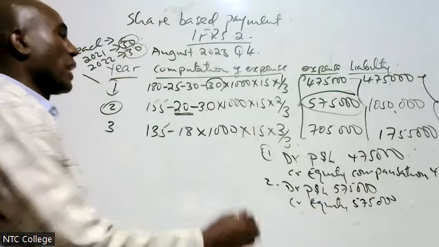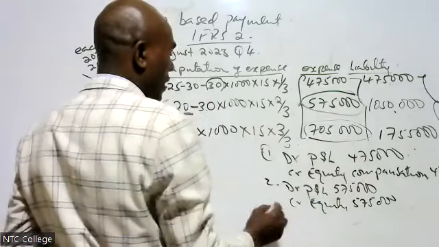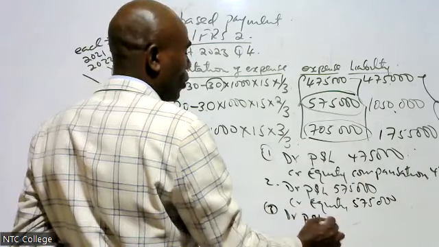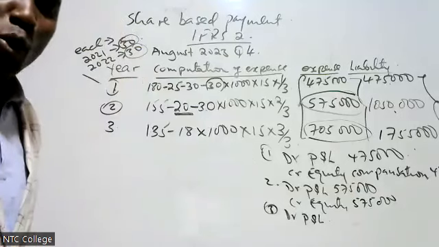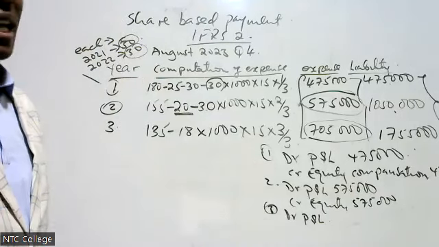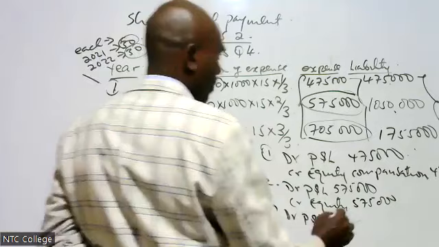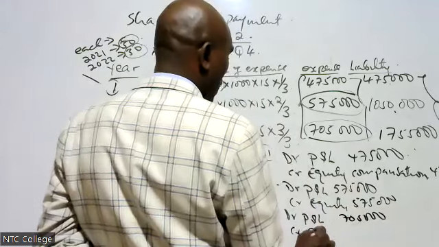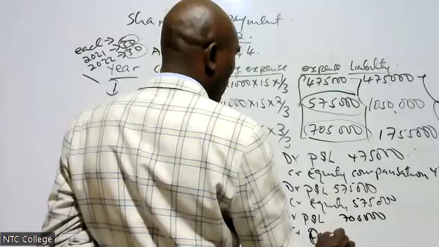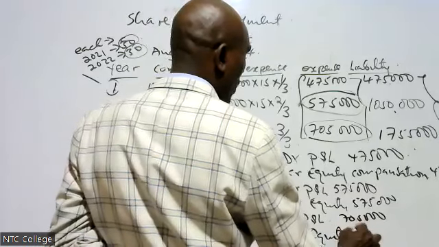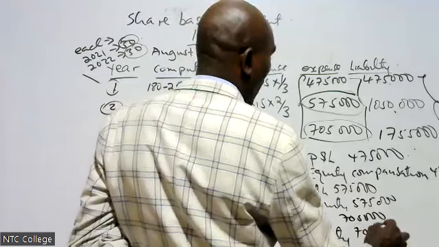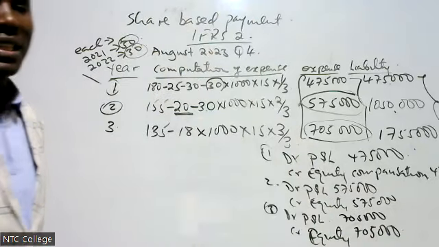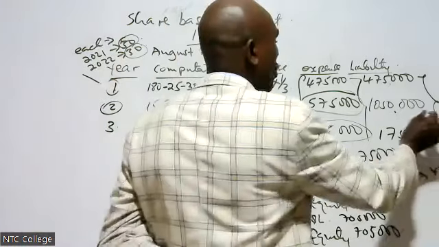When I come to year 3, this is the expense. Therefore, in year 3, I'm going to debit P and L. To debit P and L means you are going to charge it to P and L as an expense. P and L, 705,000. I credit equity compensation, 705,000.